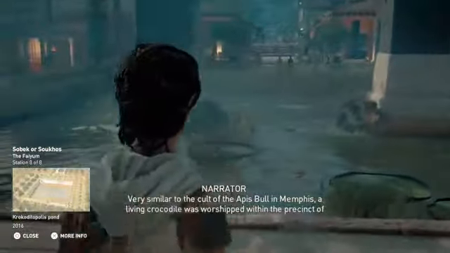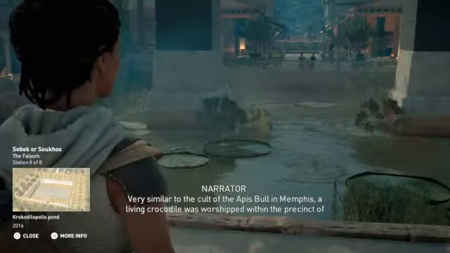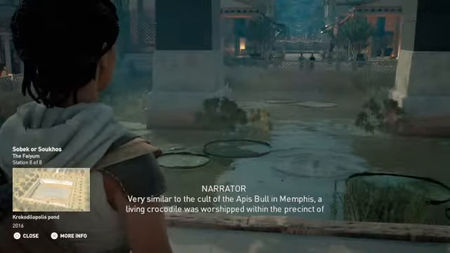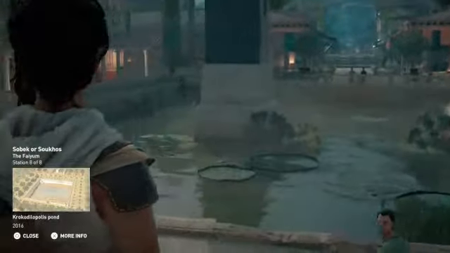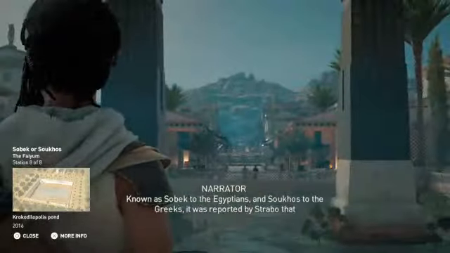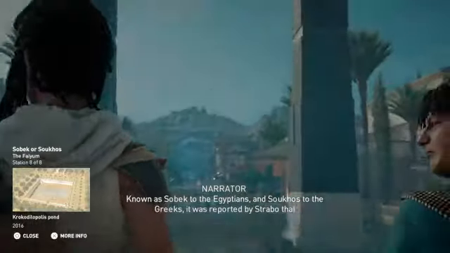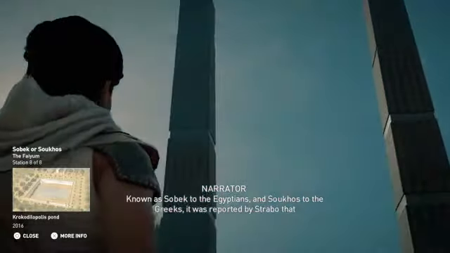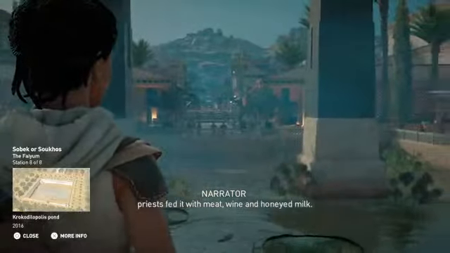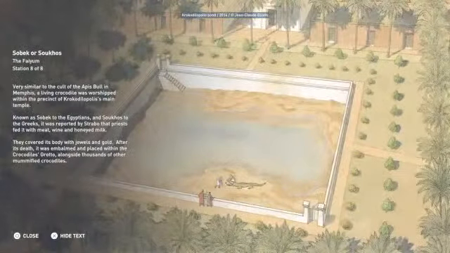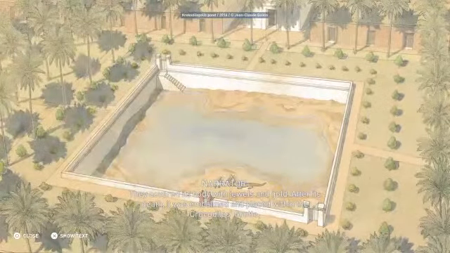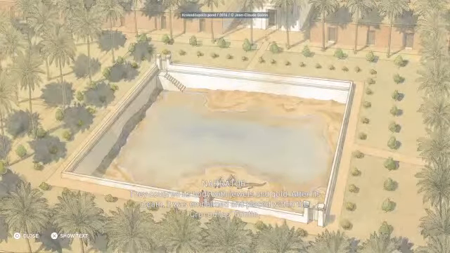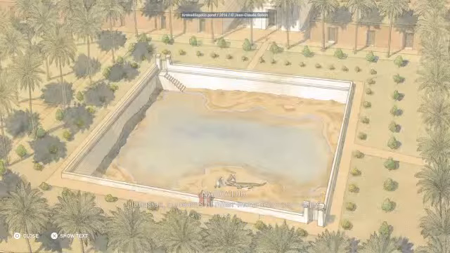Very similar to the cult of the Apis bull in Memphis, a living crocodile was worshipped within the precinct of Crocodilopolis' main temple. Known as Sobek to the Egyptians and Sukkos to the Greeks, it was reported by Strabo that priests fed it with meat, wine, and honeyed milk. They covered its body with jewels and gold. After its death, it was embalmed and placed within the crocodile's grotto, alongside thousands of other mummified crocodiles.